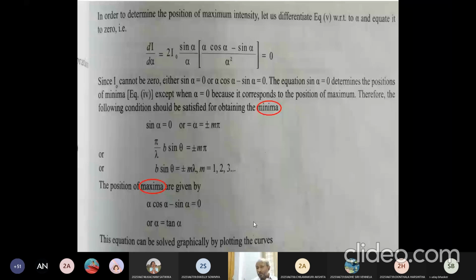If alpha is equal to 0, then you already came to know that gives you the principal maxima, so you cannot take the alpha equal to 0 condition also. The other thing you can take is alpha equal to infinity, which is again a non-conducive consideration. So I naught is not 0, sin alpha by alpha is not 0, and what remains is alpha cos alpha minus sin alpha by alpha square equal to 0. That is the condition to be satisfied to get either minimas or maximas.